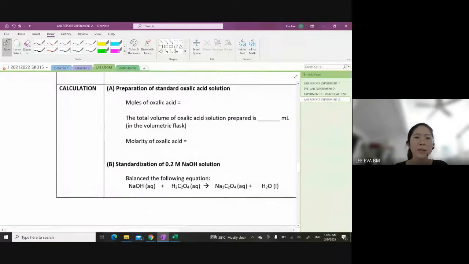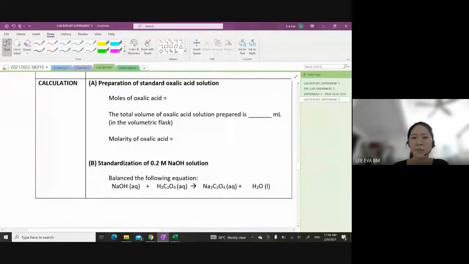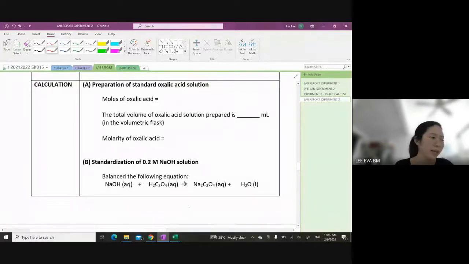So after that, madam wants to see your calculation. For the calculation part, madam will guide you how to do it. Maybe some of you will get the lab report from another class. It will look slightly different. If you take examples from another class, don't just copy blindly. Madam knows you communicate with other classes, but the answers may be given by another lecturer, and the format is slightly different for madam's lab report. And I already gave you some guideline inside the calculations part over here.